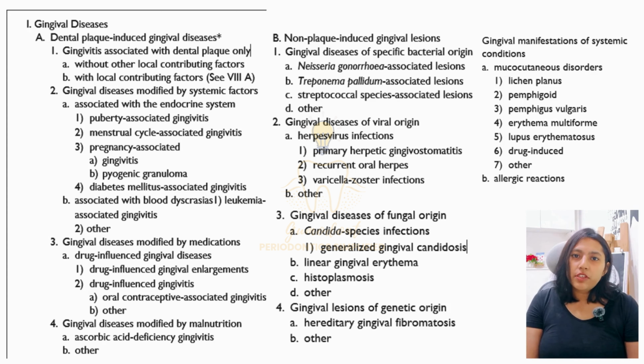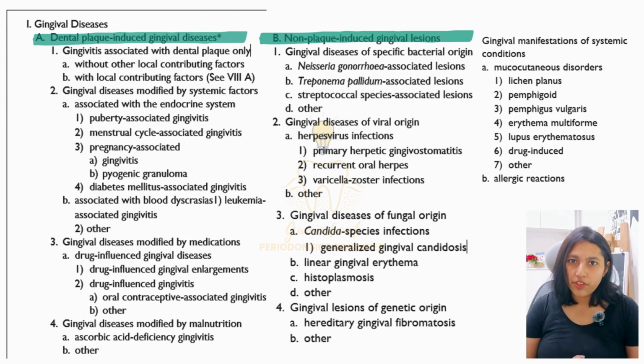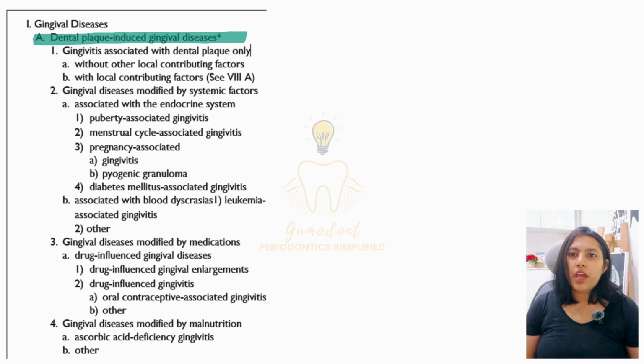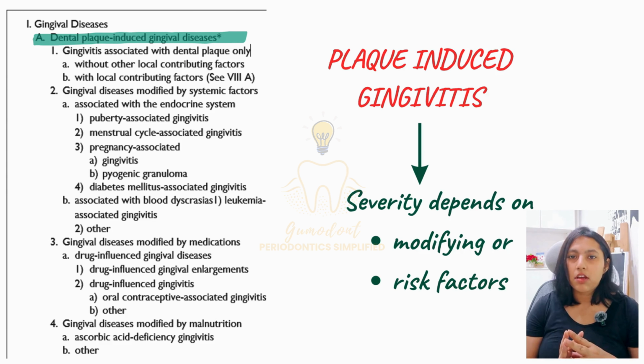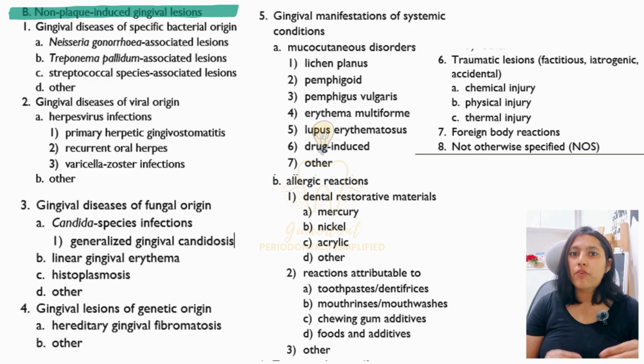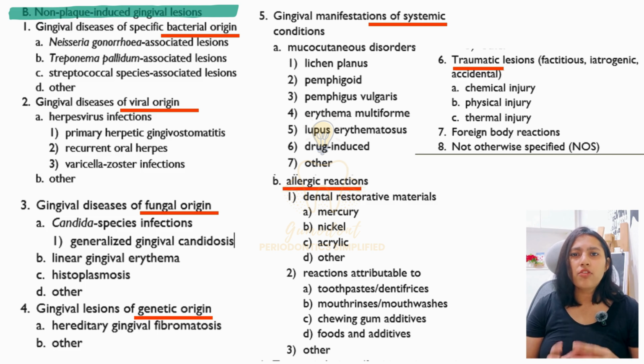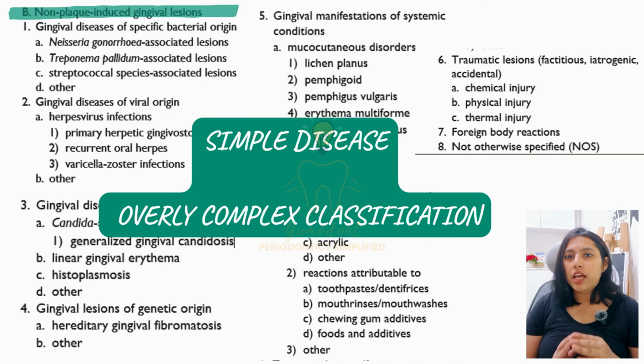Now, if we start with gingival diseases, they are divided into 2 main categories: plaque-induced and non-plaque-induced gingival lesions. Under plaque-induced, we have gingivitis caused by plaque alone, and gingivitis modified by hormonal changes, systemic conditions, and medications. So the disease remains the same, but its expression varies depending on the modifying or risk factor. Now, under non-plaque-induced lesions, there is a wide range of conditions: bacterial, viral, fungal infections, genetic disorders, systemic diseases, allergic reactions, and trauma. So even at the gingival level, the classification becomes quite extensive and complex.